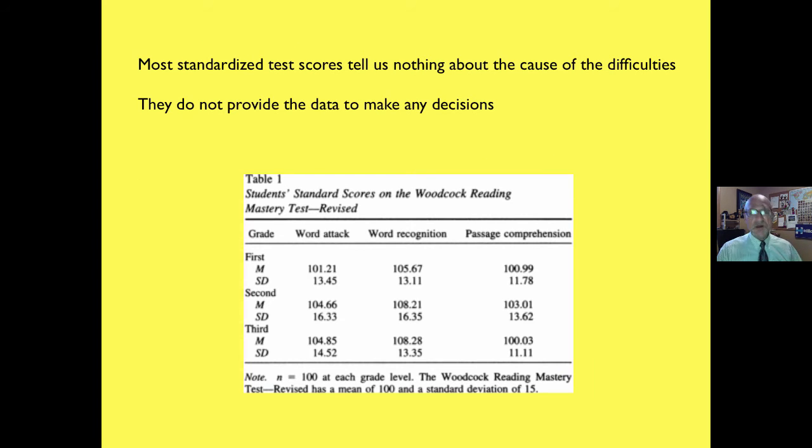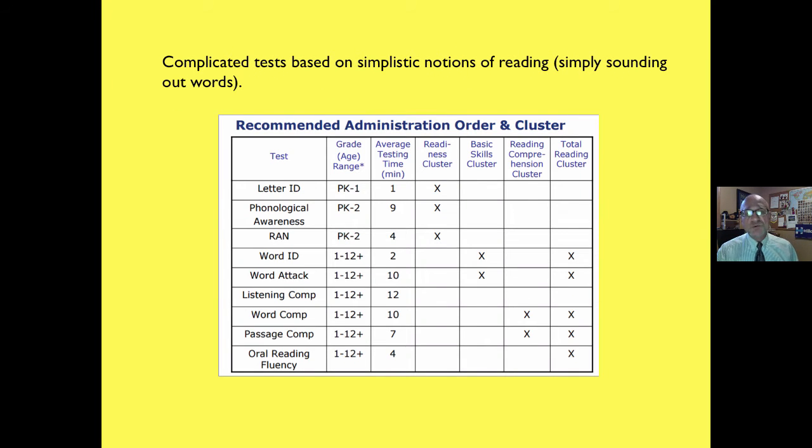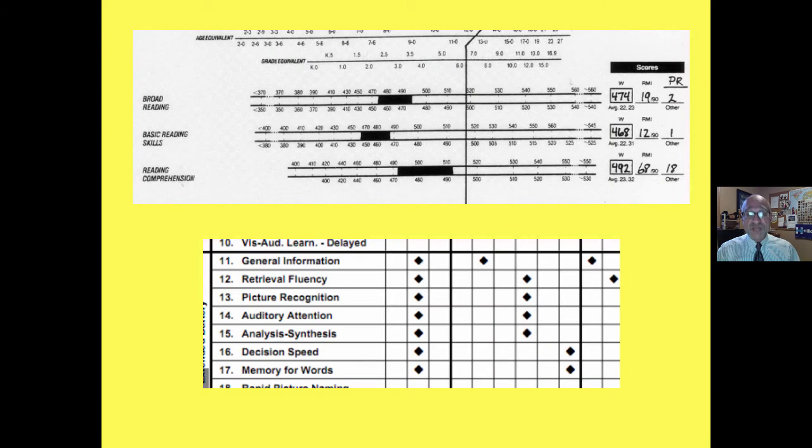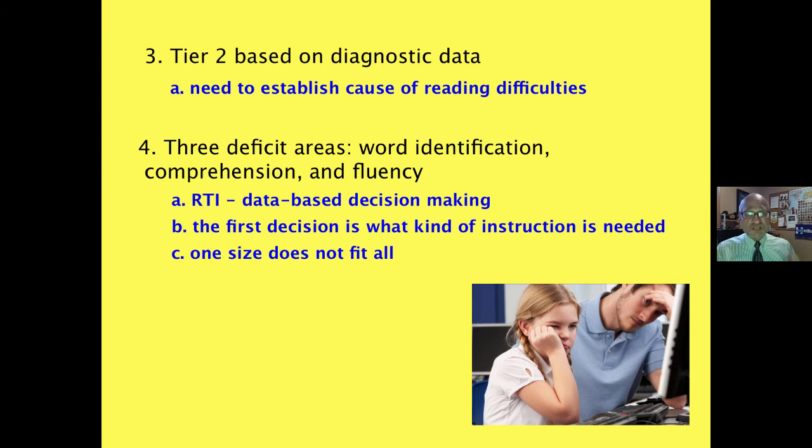Most standardized test scores do not tell us anything about the cause of the reading difficulty. They do not provide data to make instructional decisions other than that the student is struggling in reading, and we already knew that. Sometimes these complicated tests are based on a simplistic notion of reading as simply sounding out words instead of creating meaning with print. So Tier 2 needs to be based on diagnostic data of some sort. That means we need to establish the cause of a reading difficulty, and again, the 3 deficit areas: word identification, comprehension, and fluency.